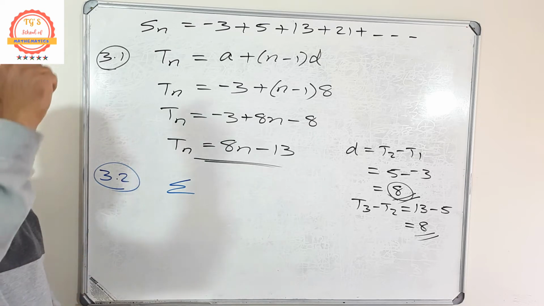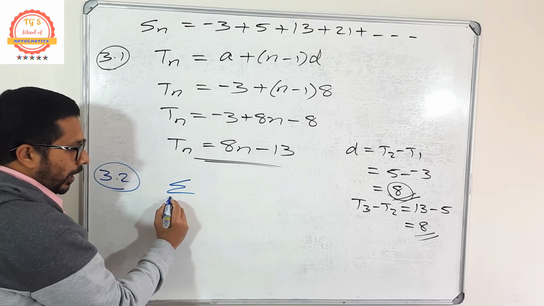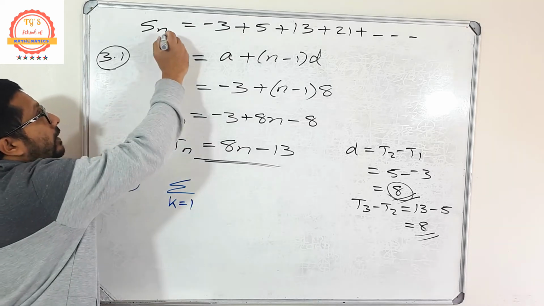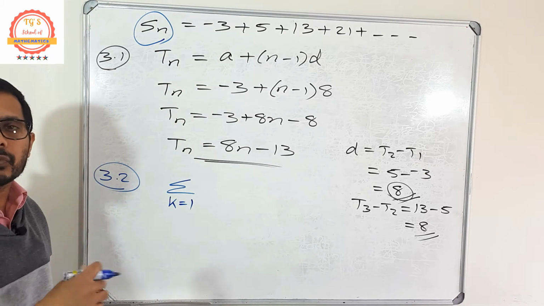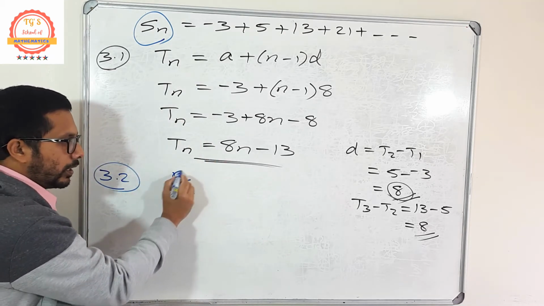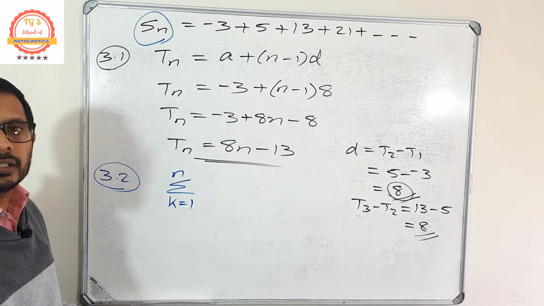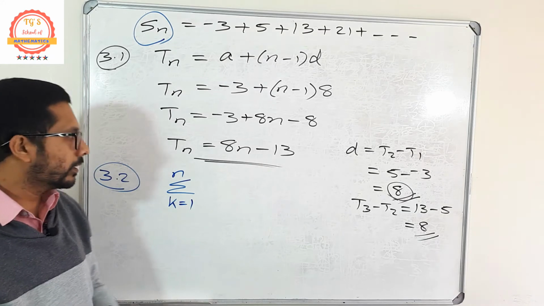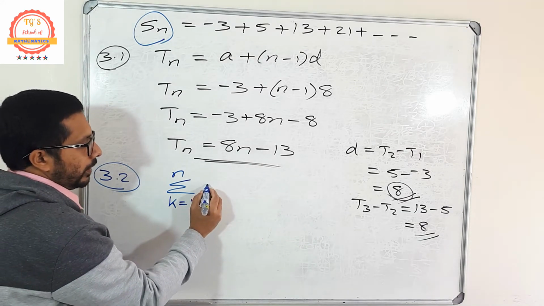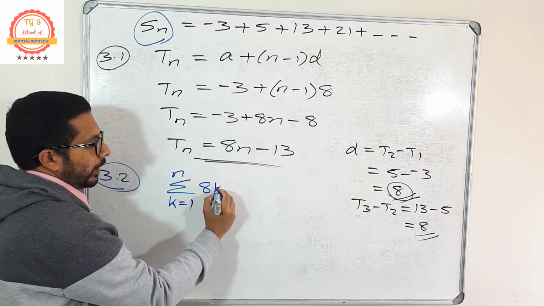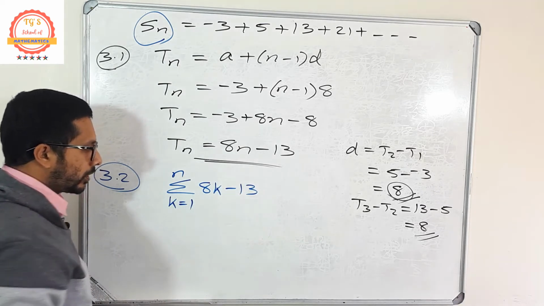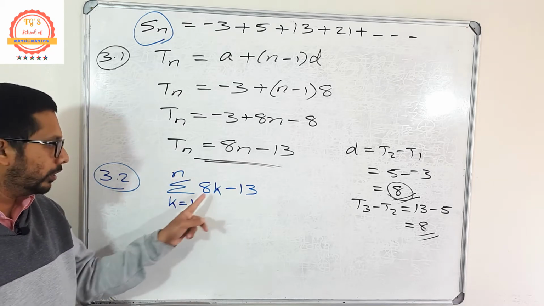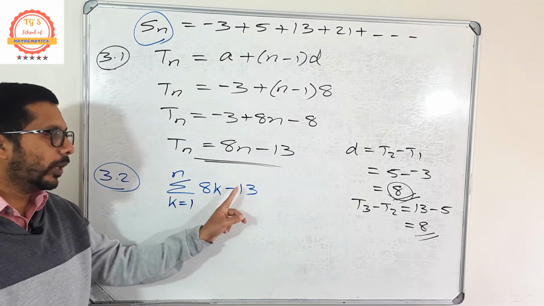So it means that the last term is n. So let me write sigma k is equal to 1 to, what is the last term? Sn means sum of the first n terms, so the last term is n. Then you just write the general term. What is the general term we got? 8n minus 11. Only difference is here you have to write 8k minus 11, because here you took the value of k as 1 to n.